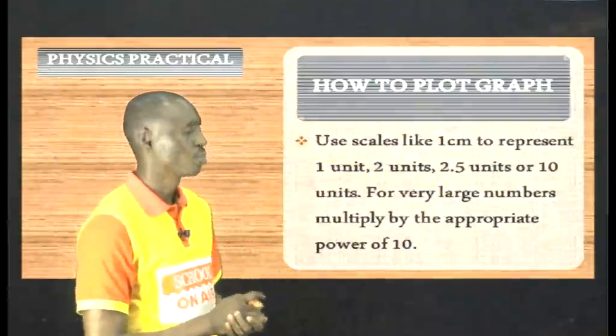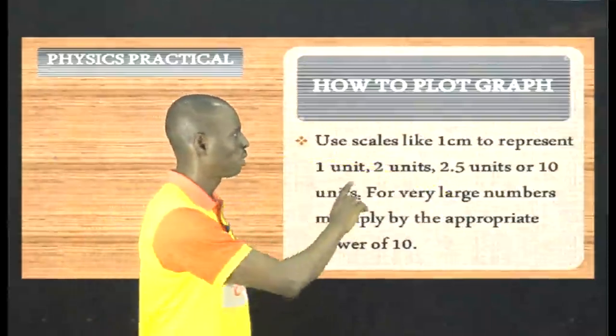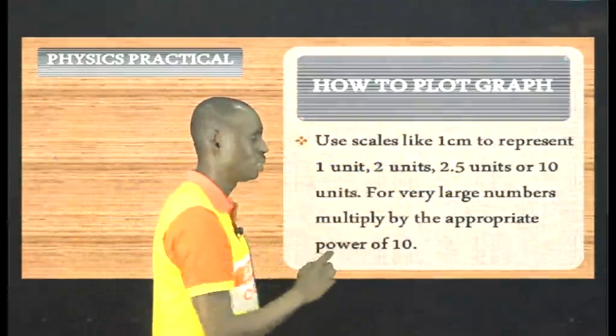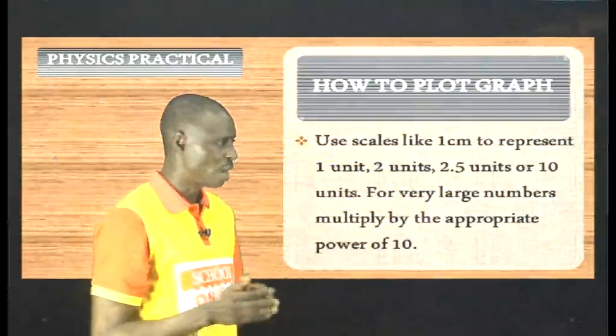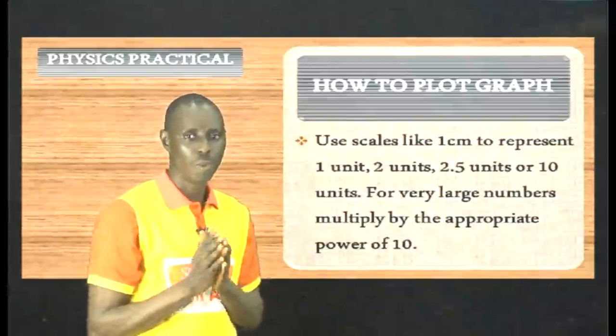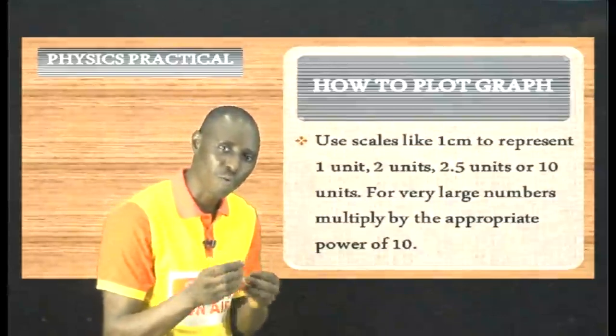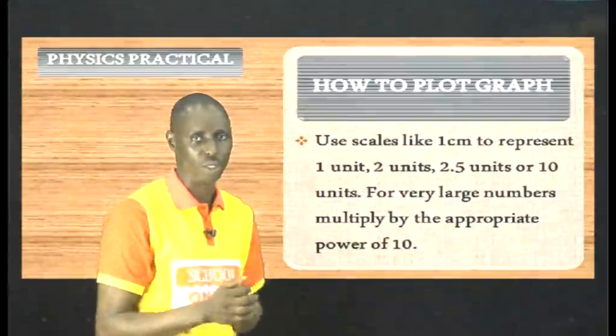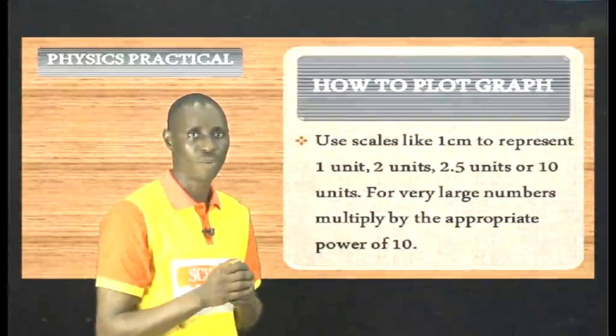And that way, you can easily go ahead and do your work in a very acceptable form. Then there are some scales that we cannot use. You have to use scales like 1 centimeter to represent 1 unit. You know, it's ratio 1 to 1. Then you need to look at the graph that you are using. You must be able to see the arrangement of the holes on the graph sheet. It's very important for you to take note of that.